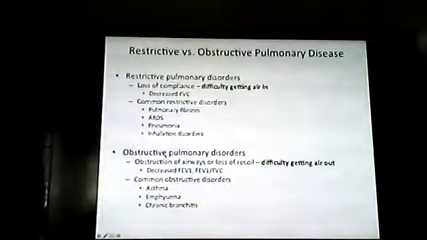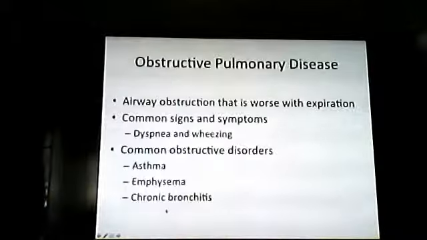And then on the other side of things, we have obstructive pulmonary disease. Those, it's difficult to get air out. So you can inhale just fine, but then it's difficult to exhale. So the FEV1, which is roughly how much you could breathe out in that first second, is decreased. And then the ratio of how much you could breathe out over the total amount of air you could possibly hold in also decreases. And so you can have asthma, emphysema, or chronic bronchitis for this example.